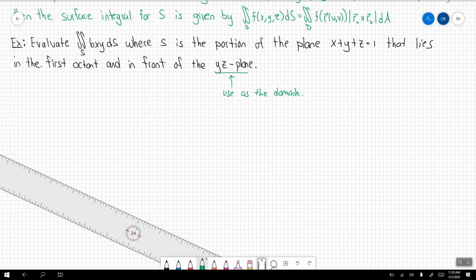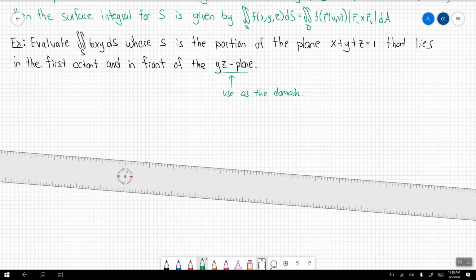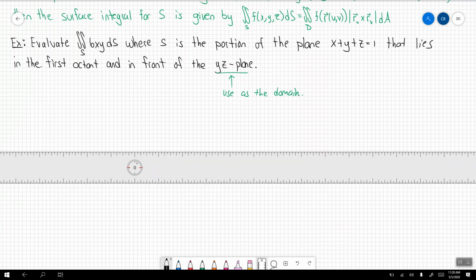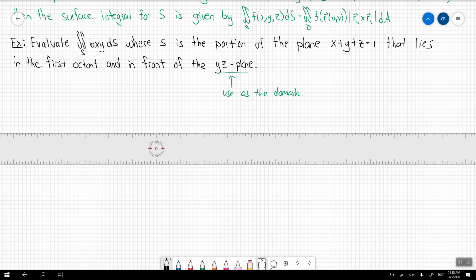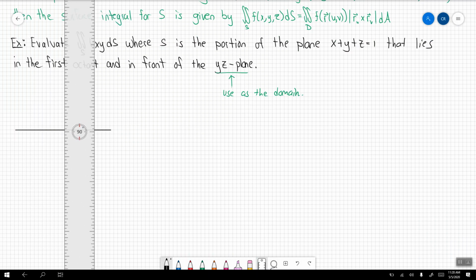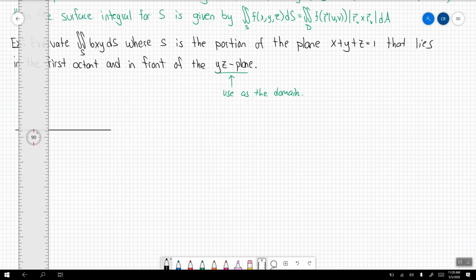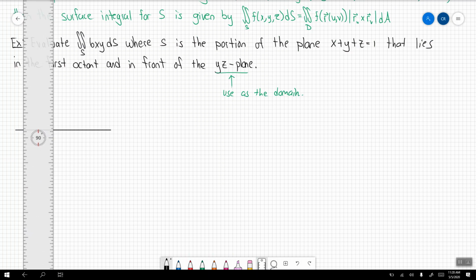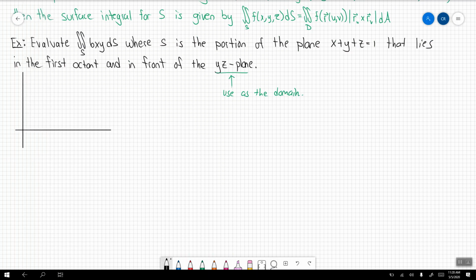Now, if I'm going to be using the yz plane as my domain, I'm going to go through really quickly and draw my axes here to reflect that I'm going to have a yz domain or a yz plane. Alright, so I'm just getting this y and z plane going here. There we are. And again, we know it's in the first octant, which means on the yz plane, it's going to be in the first quadrant. Alright, there we are.